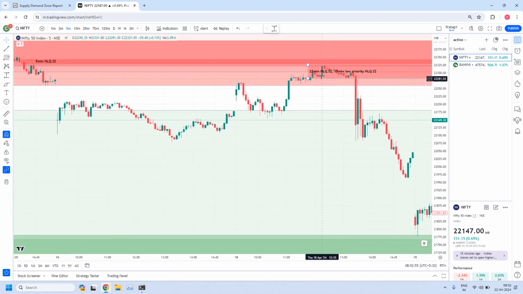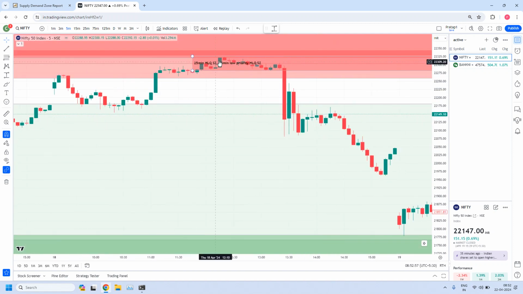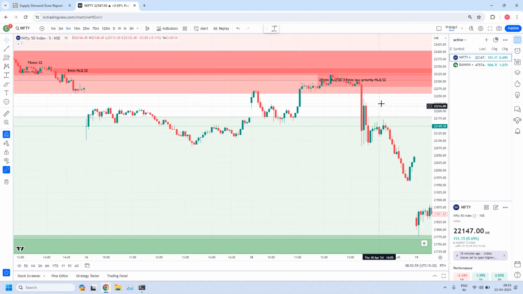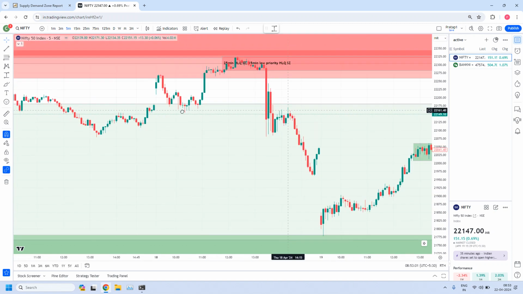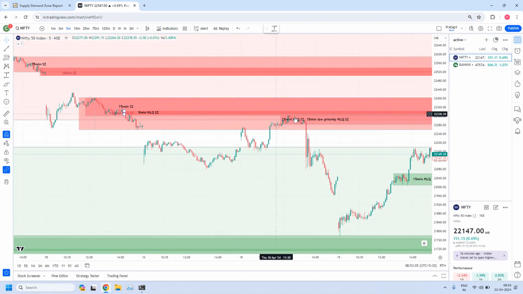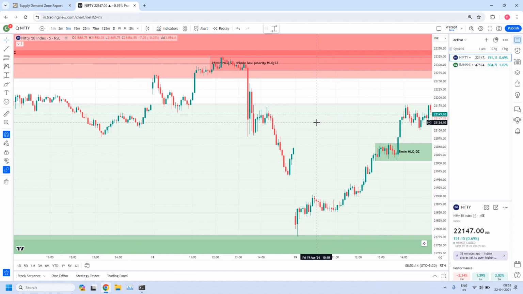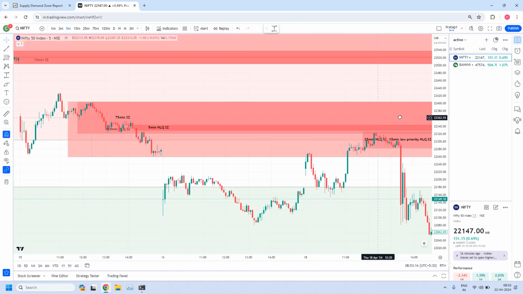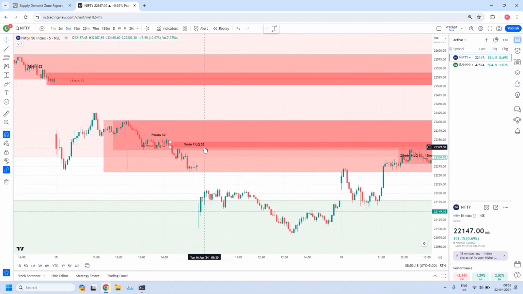Came very close here also. So it didn't let the prices go. This 5 minutes high liquidity supply zone is actually holding the prices. Here also, it didn't let the prices go beyond this. Okay, this is the 5 minutes high liquidity supply zone immediately available.